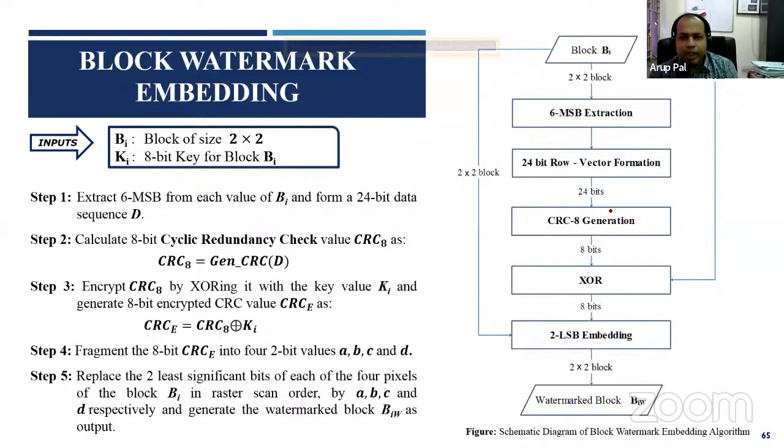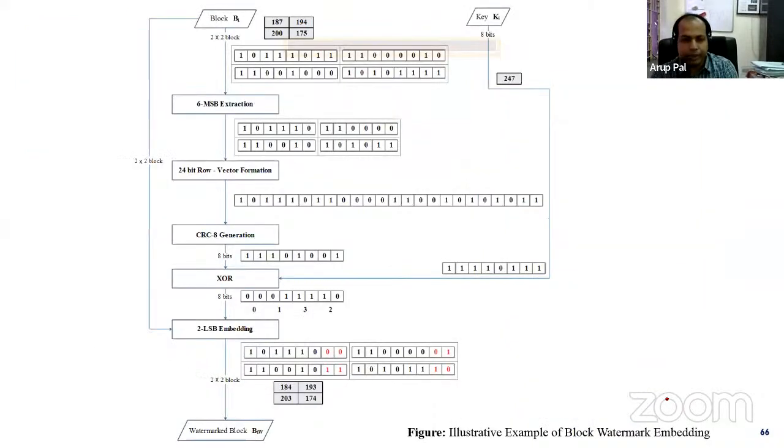Okay, so like this, you have taken 2 by 2 blocks. 2 by 2 blocks means you have 4 pixels. From the 4 pixels, you have taken the 6 MSB content, so that means 24 bits of content will be there. If you apply the CRC 8-bit generator, you get 8 bits, and based on the key, you perform the XOR. After that, you substitute the two LSBs, and then you get this kind of watermark bits.